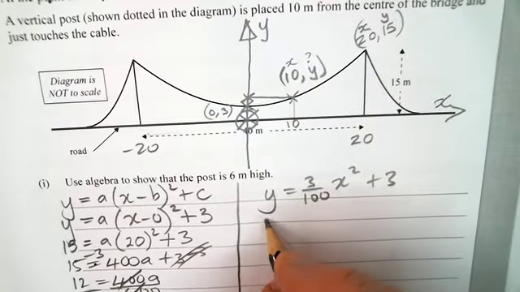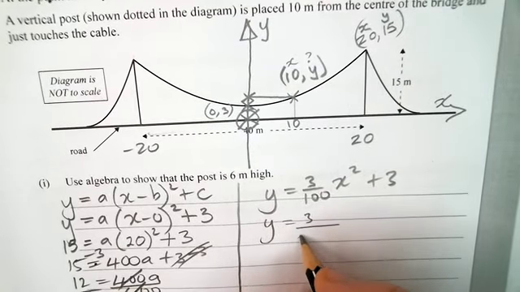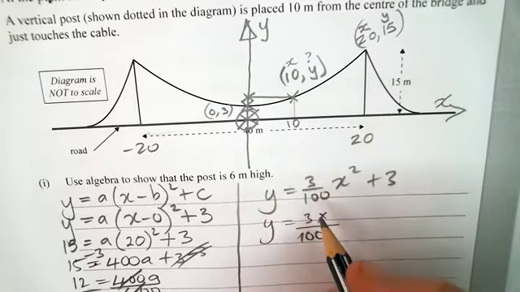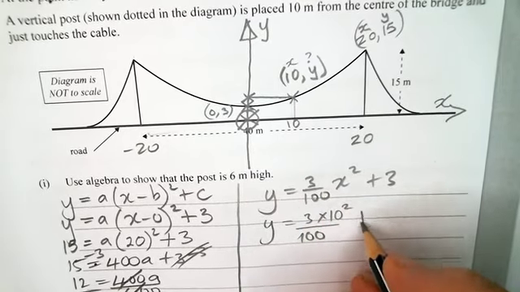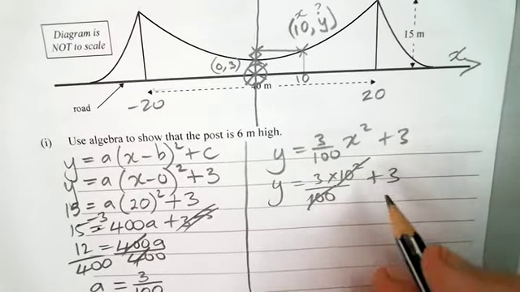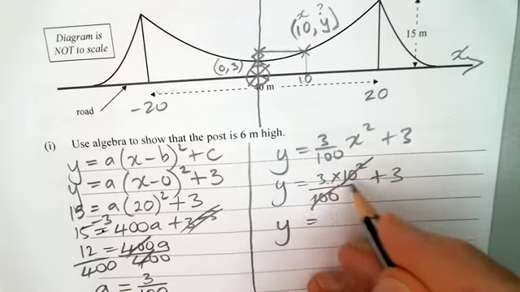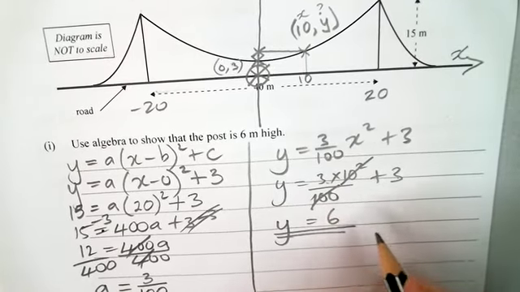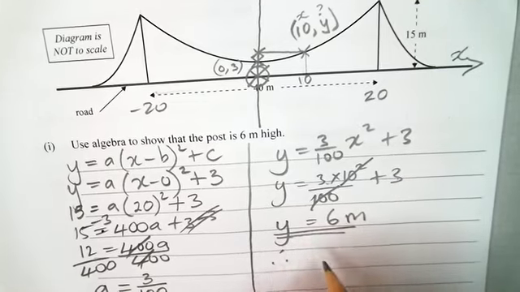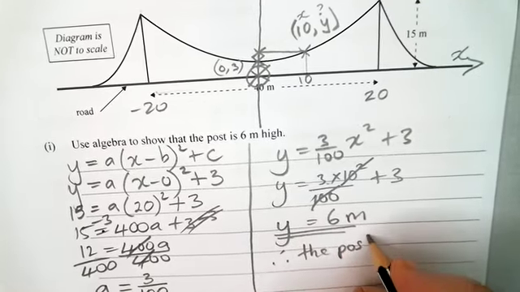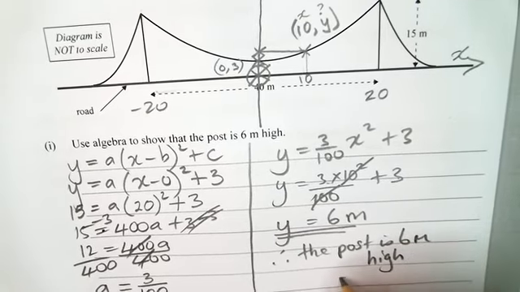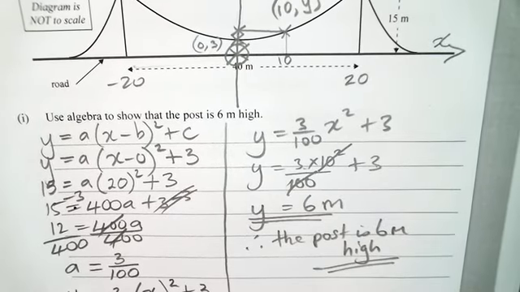X is 10, so y is equal to 3 over 100 times 10 squared plus 3. Well, 10 squared is 100, so the 100s cancel. And y, therefore, is equal to 3 plus 3, which is 6. In this case, it's going to be 6 meters. So therefore, the post is 6 meters high. And that would be my answer. Hopefully that makes sense.